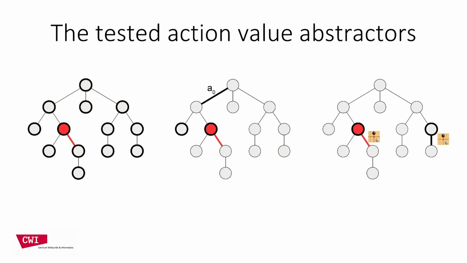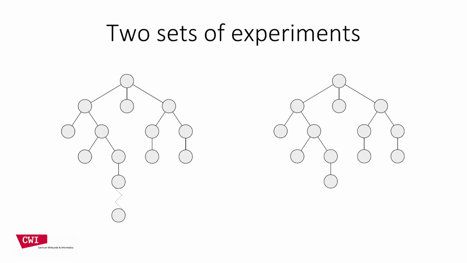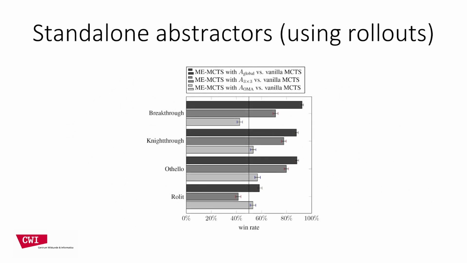We looked at the three action value abstractors I've introduced before: the global abstractor, A global, the opponent move abstractor, AOMA, and the abstractor based on local contexts of 3x3 board squares, A3x3. And our experiments were divided into two sets. The first set used random rollouts for state evaluation in MCTS, and the second set used heuristic evaluation functions instead. Both approaches are quite popular in the literature, and ME-MCTS works with both. So let's start with the results for MCTS using rollouts.